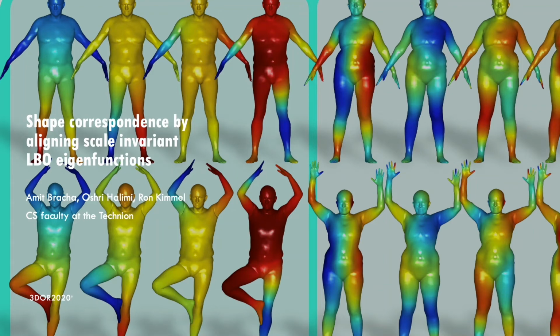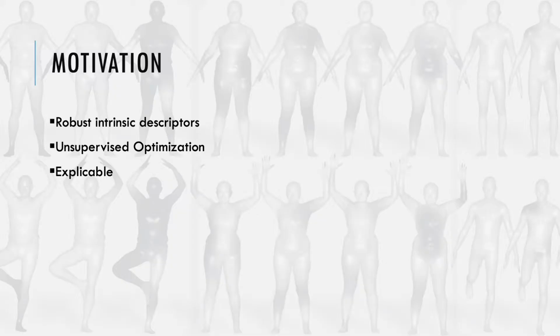Hello everybody, my name is Amit and I'm going to talk about our paper Shape Correspondence by Aligning Scale Invariant LBO Eigenfunctions. This is a joint work with Halimi and Professor Kimmel. Our motivation in this process was to create a robust and intrinsic descriptor in an unsupervised optimization process without any need of labeling, which will also be explicable in a way which we can justify every step we take.